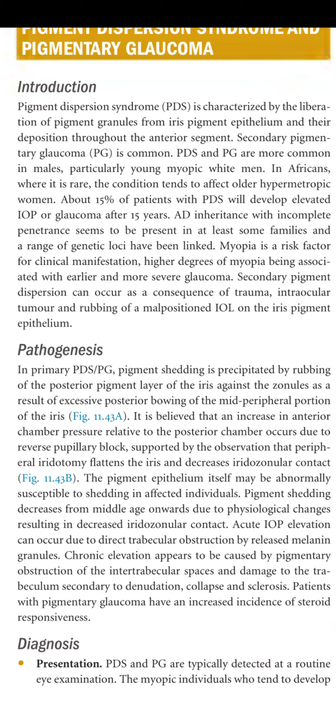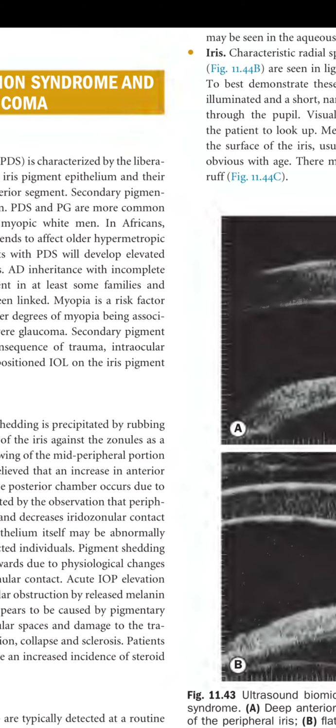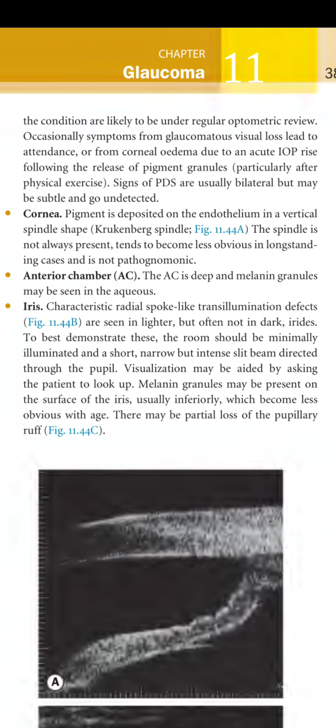Next is, how will you diagnose a case of pigment dispersion syndrome presentation? Pigment dispersion syndrome and pigmentary glaucoma are typically detected at a routine eye examination. The myopic individuals who tend to develop the condition are likely to be under regular optometric review. Occasionally, symptoms from glaucomatous visual loss lead to attendance, or from corneal edema due to acute IOP rise following the release of the pigment granules.